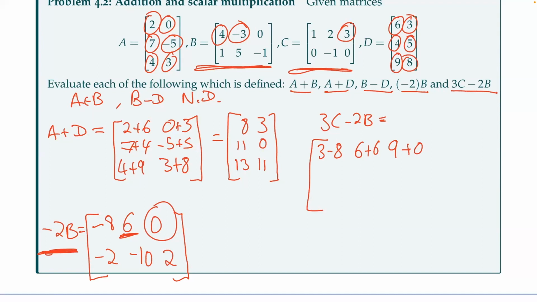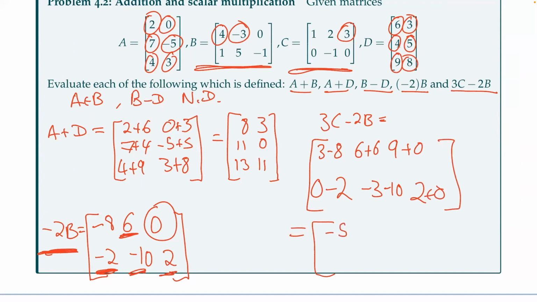So we've got 0 from C, minus 2 from down here. And we're going to have minus 3, minus 10. And then 2 minus 0. So, sorry, 0 minus 2, I should say. I'm sorry, 0 plus 2. God, Friday mornings. 0 plus 2. So you should have ended up with minus 5, 12, 9, minus 2, minus 13, and 2.